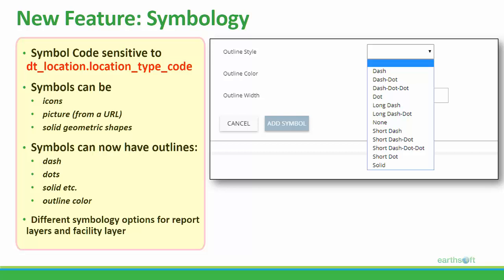The symbology options in 660 are different for report layers and facility layers. So you have the option of setting up symbology completely differently for these two layers.